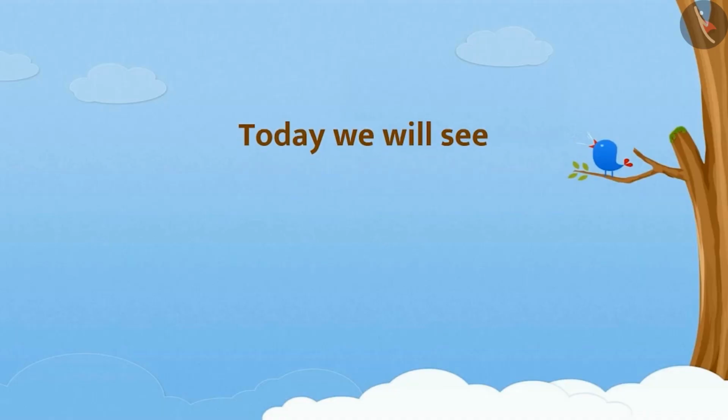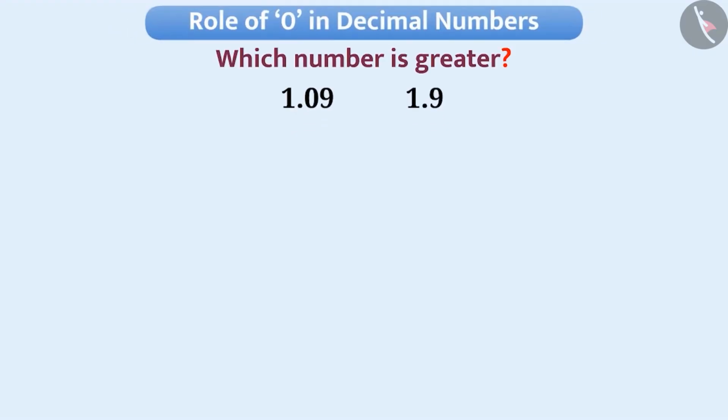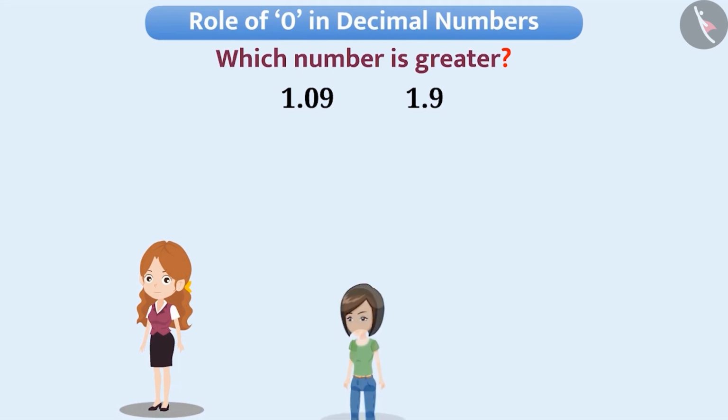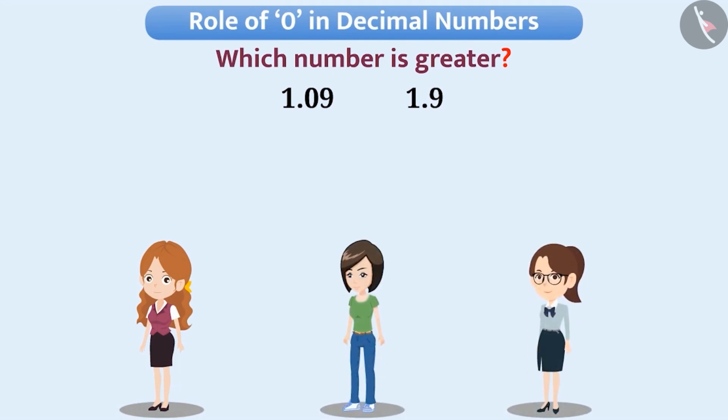Today, we will see the role of zero in decimal numbers. Let's start with an interesting question. Nisha, Meena, and Mitali were all well aware of decimal numbers. The teacher asked them to compare 1.09 and 1.9.